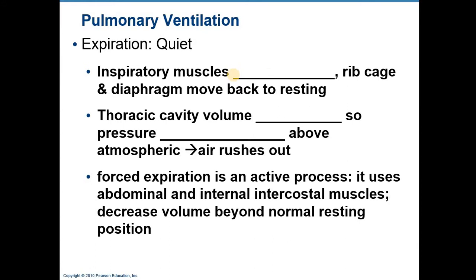For expiration, it's quiet. Your inspiratory muscles will relax. Your rib cage and diaphragm move back to their resting position. Your thoracic cage, which is your chest area, will go back down. So pressure increases and air will rush out. This is normal breathing. Forced expiration is you pushing out air beyond normal breathing. If I were to tell you to push out all the air that you possibly can, that uses your abdominal and intercostal muscles. But when we talk about normal ventilation with Boyle's law, this is what he's explaining about everything that happens.